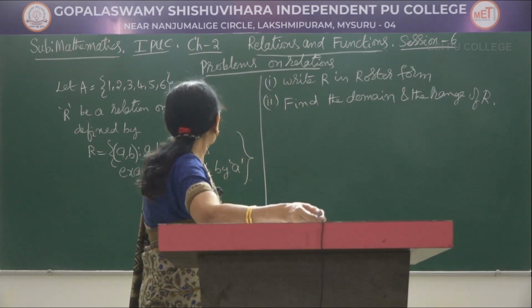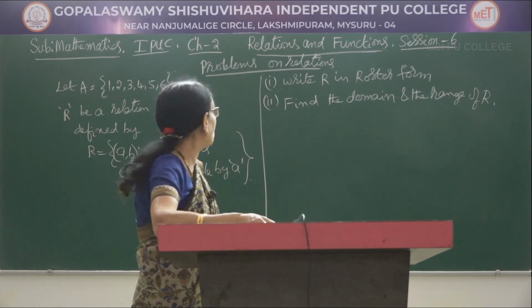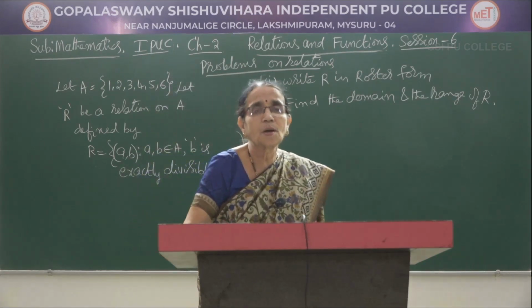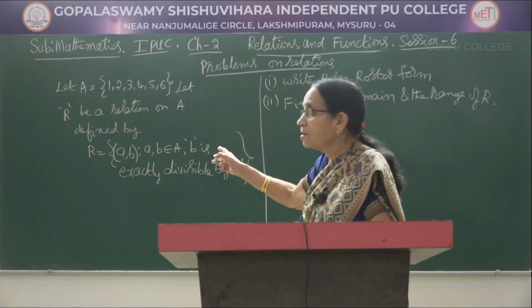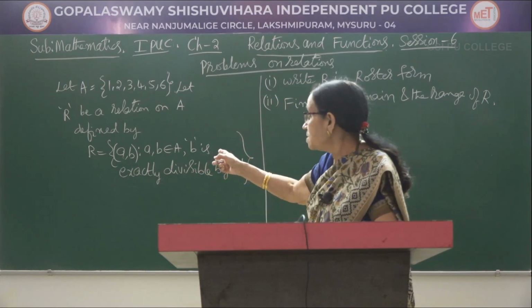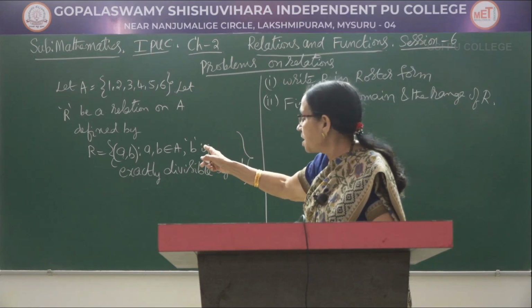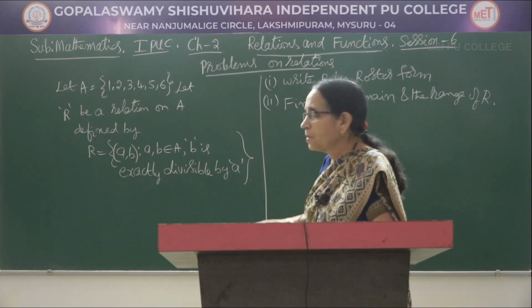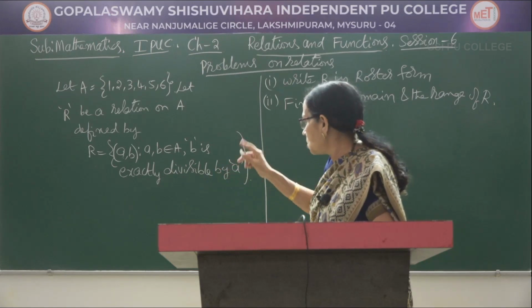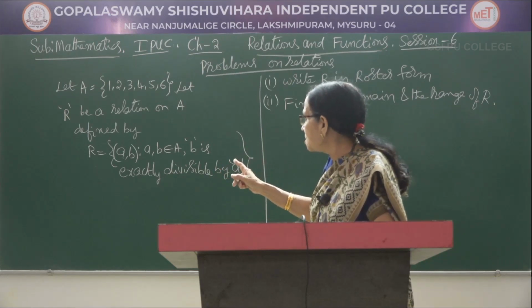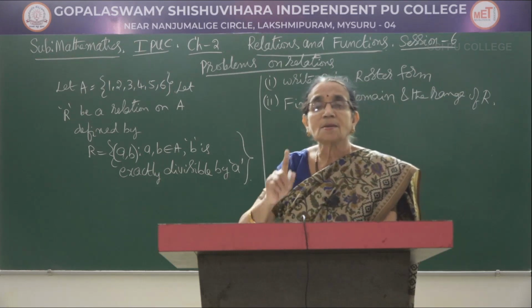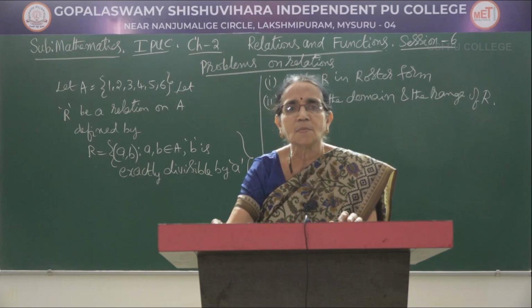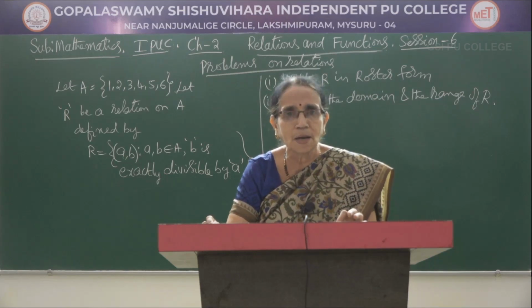Here, the set A has the elements 1, 2, 3, 4, 5, 6, and a relation has been defined on the set A this way: R contains all those ordered pairs (a, b), where a and b belong to A, and b is exactly divisible by a. What do you mean by b? It is the second element. So, the second element is exactly divisible by a, or you can say a divides b.